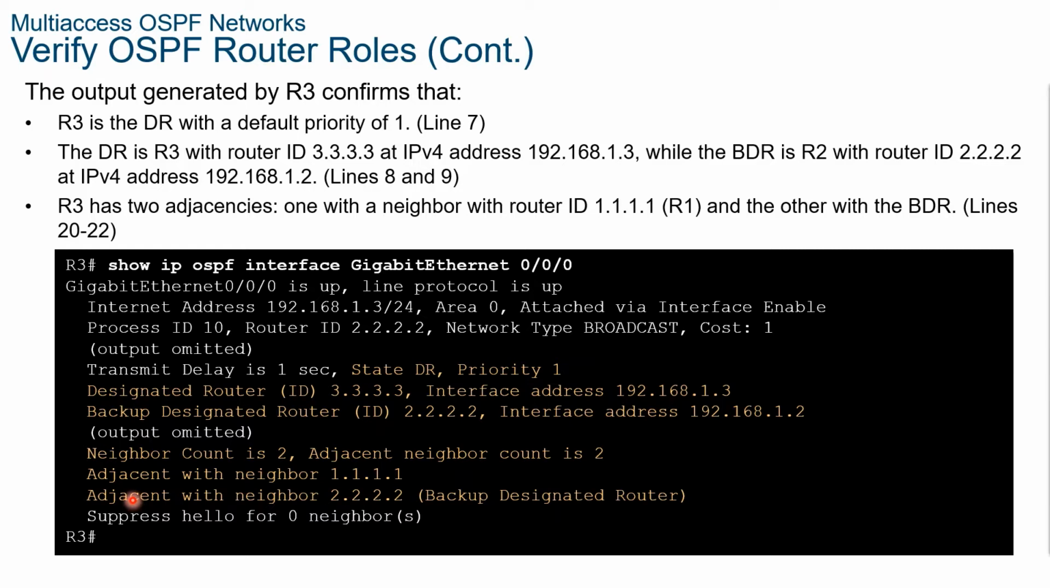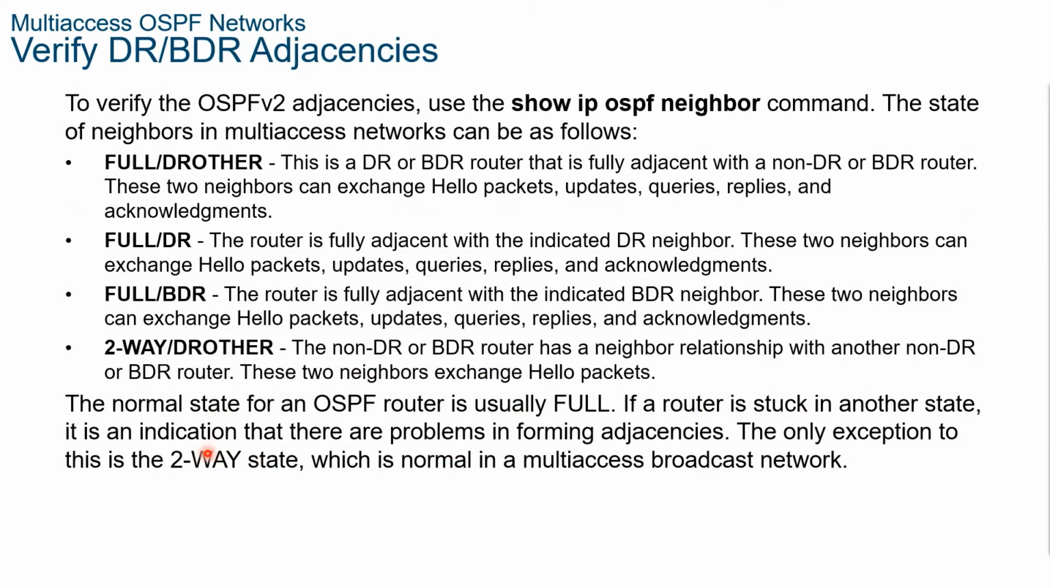Okay, so R3 has two adjacencies, one with the neighbor with router ID 1.1.1.1, which is R1, and the other with the BDR, which is 2.2.2.2. Right? So again, the command to verify the OSPF router role is the show IP OSPF interface command. All right. Next, how do we verify DR and BDR adjacencies?